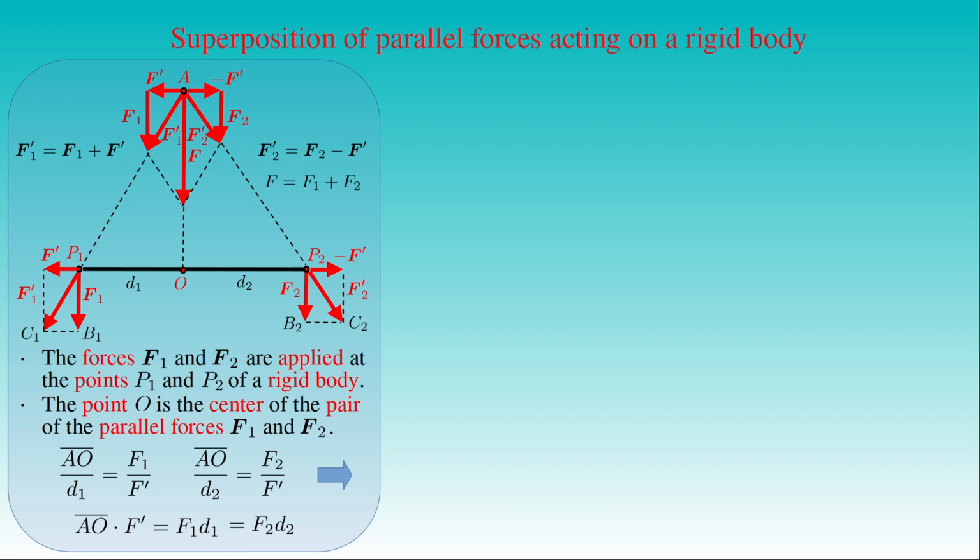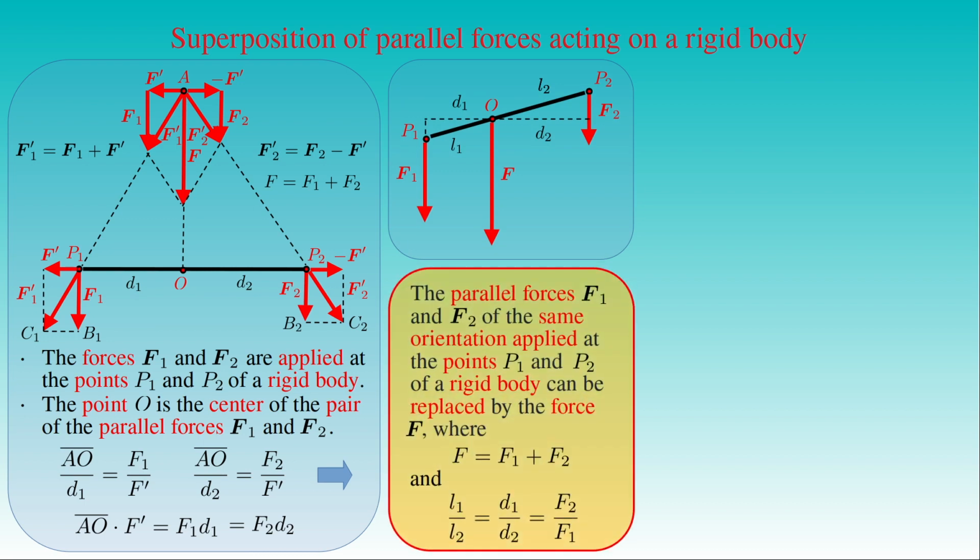We can generalize this result by translating one of the points of application of the forces F1 and F2, and conclude that the parallel forces F1 and F2 of the same orientation applied at the points P1 and P2 of a rigid body can be replaced by a net force F, which is parallel with the given forces and its magnitude is equal to the sum of the magnitudes of these forces.